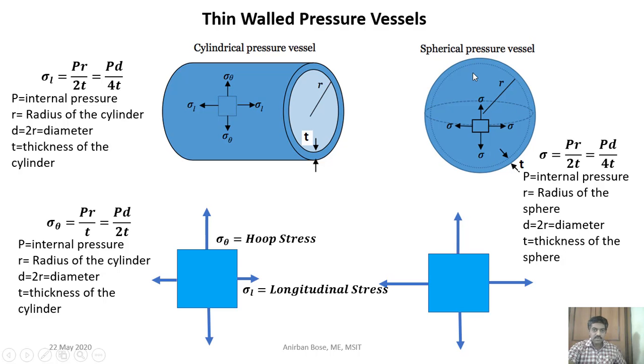For a spherical pressure vessel, you can see that since the radius of curvature is the same in all directions, the stress definitely again will be normal, but it will be of the same magnitude, and it will be of the value PD by 4T. Okay, and you can see this is again normal stress and tensile in nature. So in this way, in case of thin wall pressure vessels, we can find out what kind of stresses are coming in the material.